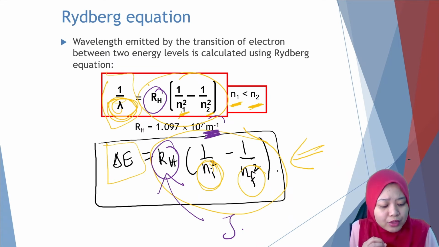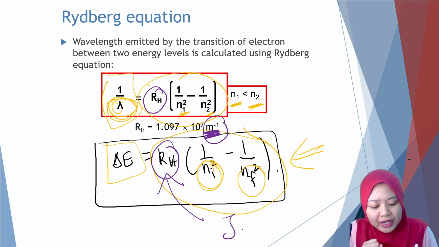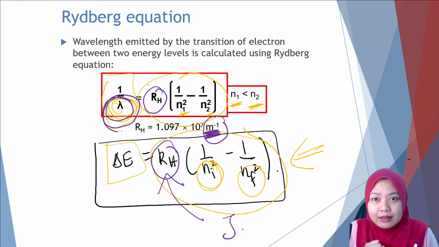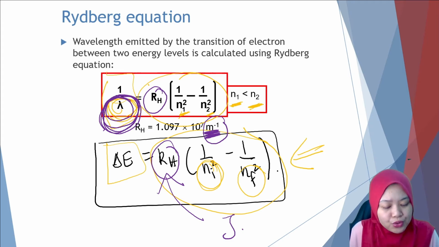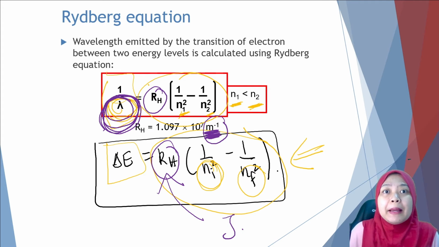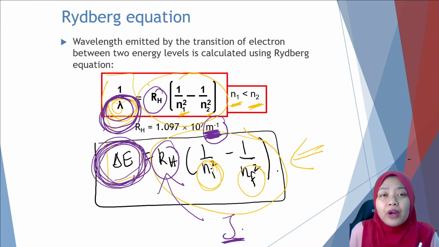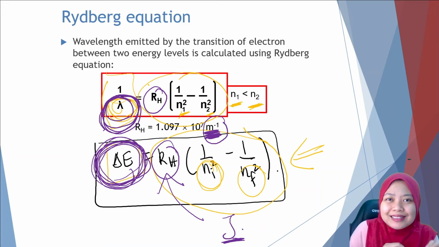Why does this one use meter? Because you want to find lambda, wavelength. So the wavelength unit is in meter. That's why you choose Rydberg constant with the unit meter. On the other hand, for delta E, you are using Rydberg constant with the unit joule because the unit for energy is joule. So you have to make sure you do not put in the wrong Rydberg constant value.